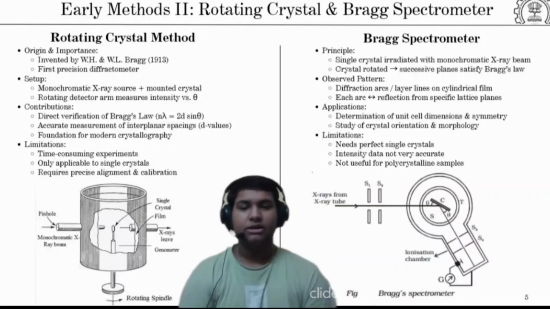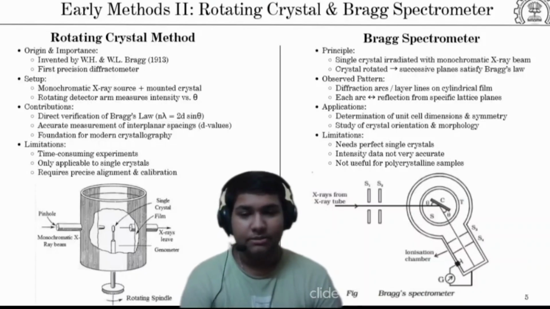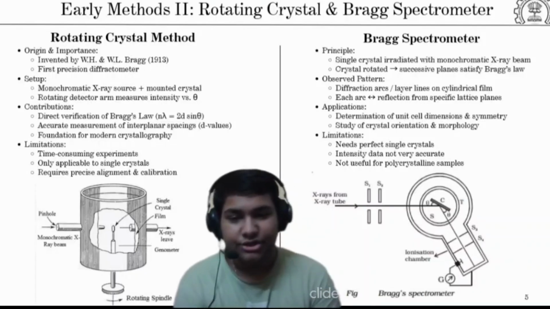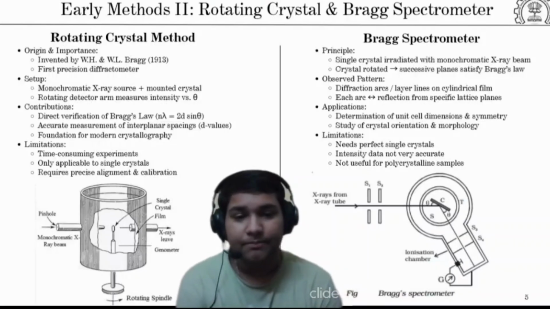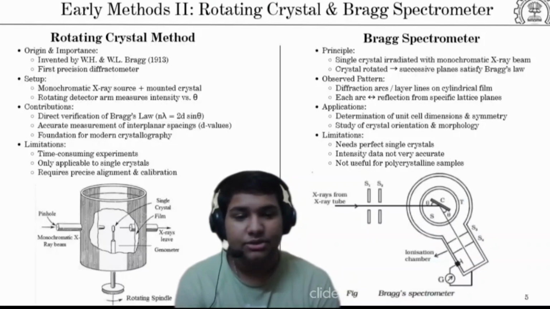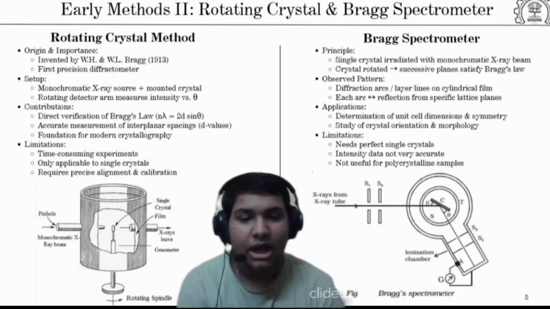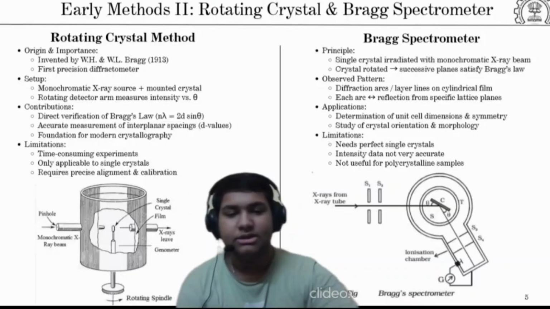On the other hand, the Bragg spectrometer works on a similar principle, where a monochromatic beam strikes a crystal and diffraction arcs are recorded on a cylindrical film. Each arc corresponds to a particular lattice plane. This method is especially useful for determining unit cell dimensions, symmetry, and crystal orientations, but again, it only worked well with perfect single crystals, and the intensity data was not very reliable, so it was unsuitable for polycrystalline samples.